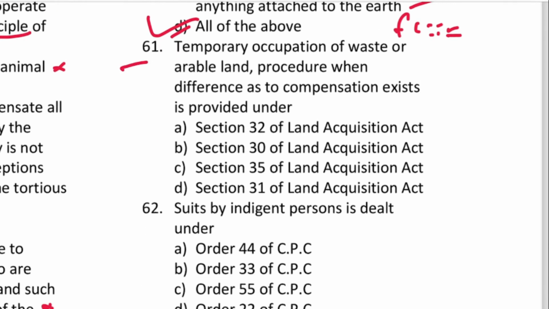नेक्स्ट 61, टेम्पररी ऑक्यूपेशन ऑफ वेस्ट और एरेबल लैंड प्रोसीजर व्हेन डिफरेंस एज टू कंपनसेशन एग्जिस्ट इज प्रोवाइडेड अंडर सेक्शन. देखिए दिस इज इन सेक्शन 81 ऑफ द फेयर कंपनसेशन ऑन लैंड एक्विजिशन एक्ट. तो ये ऑप्शन सारे यहाँ पर गलत हो गए.